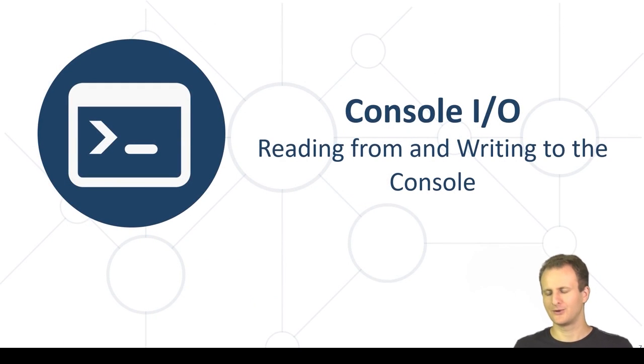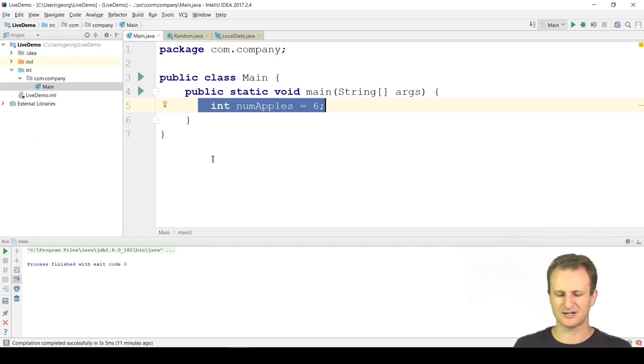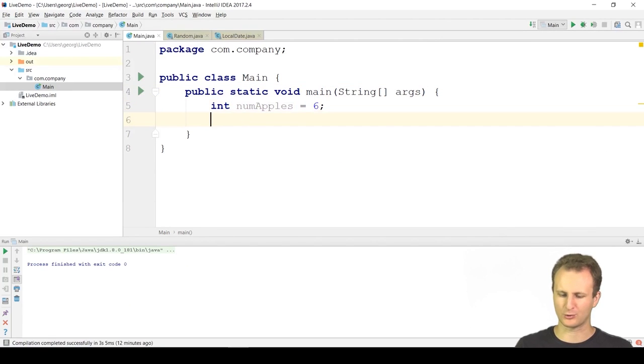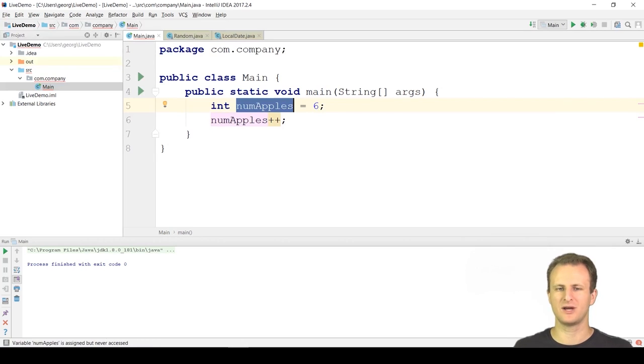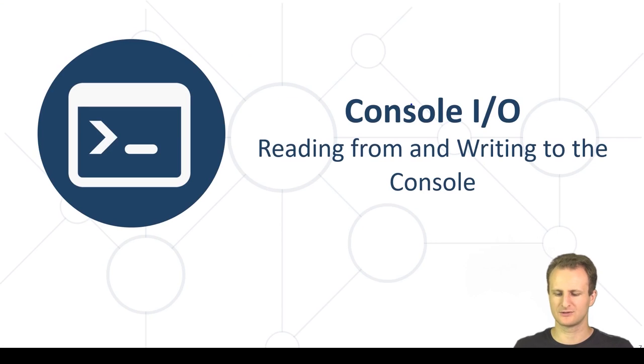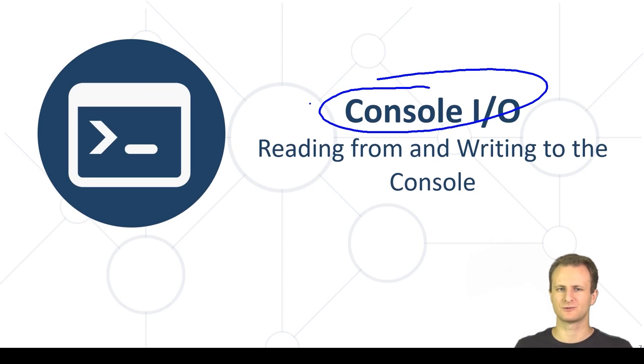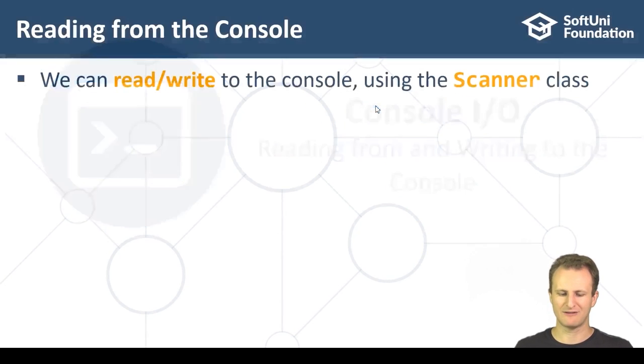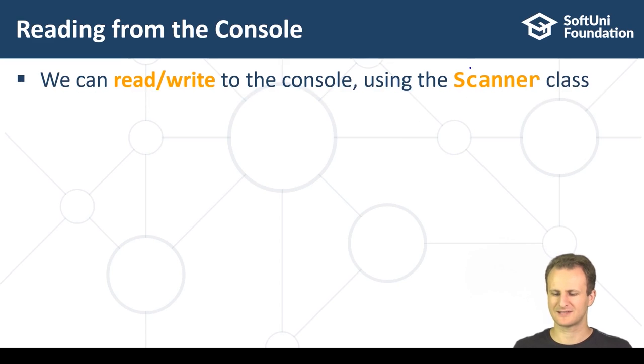Okay, so once we've created our variables, let's see how we can use them, because I actually did use my variable. I increased it by one. I changed its value by one. But since we're writing console applications, there isn't really any way to view the results of our program unless we use the console input and output functions which Java provides. So Java has a built-in Scanner class and other libraries which allow you to read and write to the console.